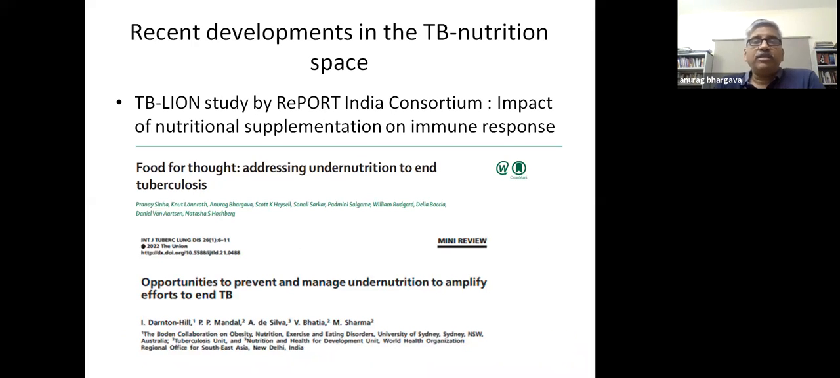And I would just like to say that there have been some recent positive developments in this neglected area. The Report India Consortium is doing a TB line study, learning the impact of nutrition on immune response.